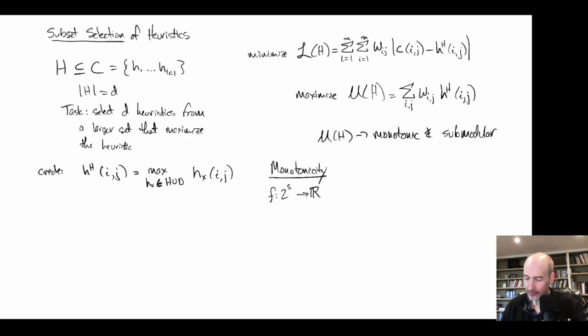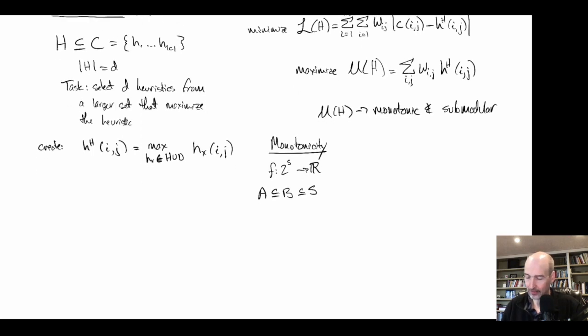And what we're going to have now is some set A, which is a subset of B, and this is going to be a subset of the entire state space. And what monotonicity says is that if you have this property, f of A, just some function, in this case my function is actually the heuristic computation, u, must be less than or equal to f of B.